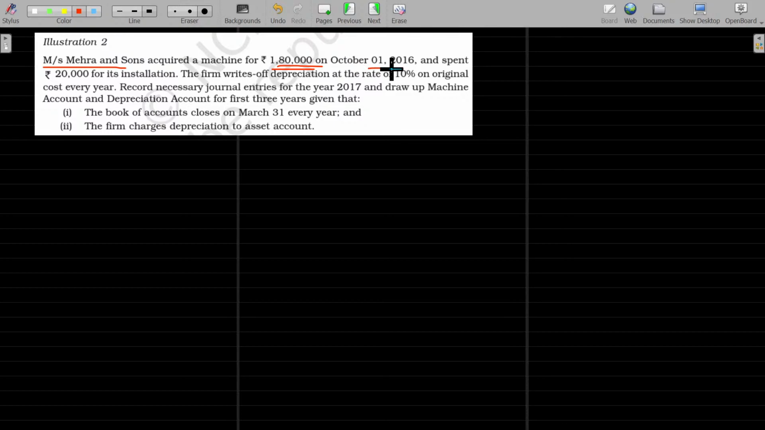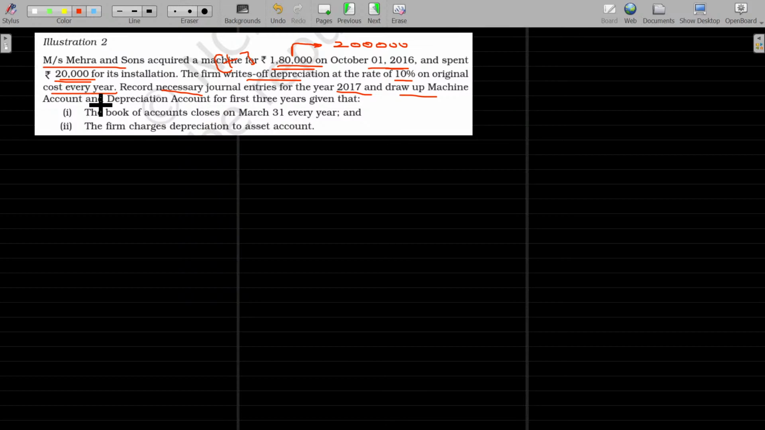On October 1, 2016 and spent rupees 20,000 for its installation. Any charges incurred for installation like carriage inward, whatever it may be, are clubbed as machinery only. So the machinery value is 2 lakhs. The firm writes off depreciation at the rate of 10% on original cost every year. So you have to calculate 10% depreciation on this. Record the necessary journal entries for the year 2017. Though they have asked only for 2017, we will try to finish up to the 3 years.